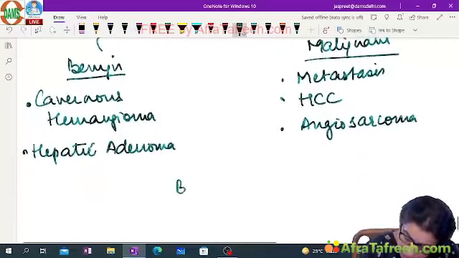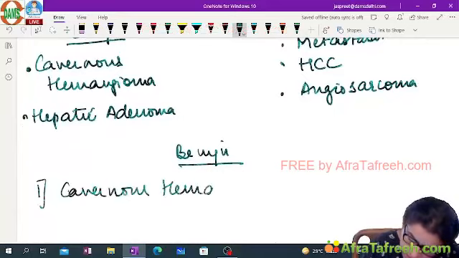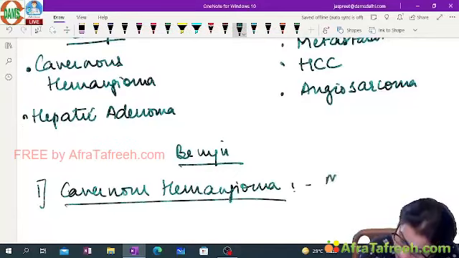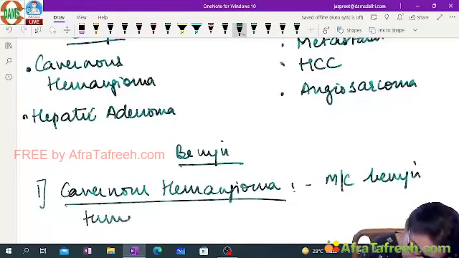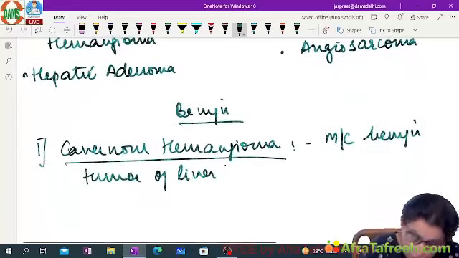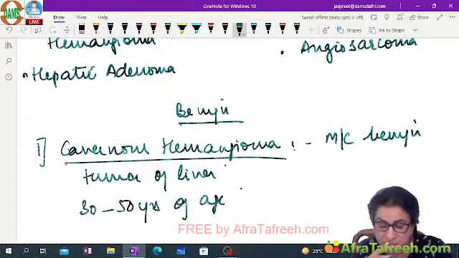First, let us see a few lines on benign tumors. In benign, first is cavernous hemangioma. Cavernous hemangioma is the most common benign tumor of the liver. Age group is usually between 30 to 50 years. Hemangioma is a tumor of blood vessels.